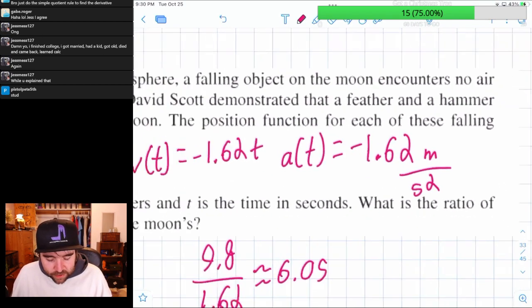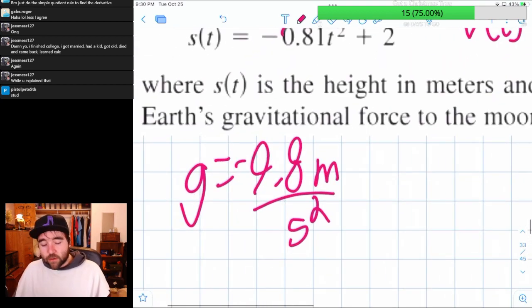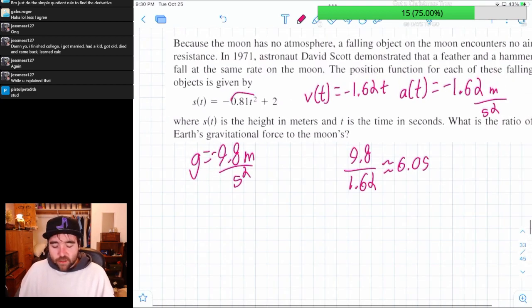So we found the acceleration by taking the derivative twice. We already knew the acceleration from Earth, and so we just found the ratio.